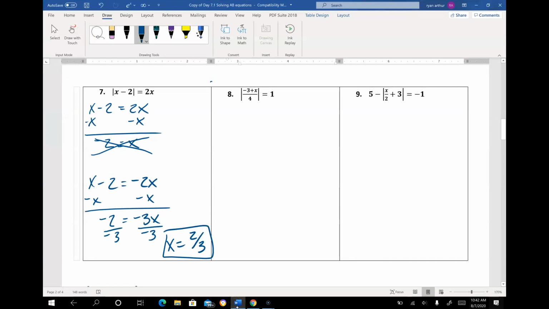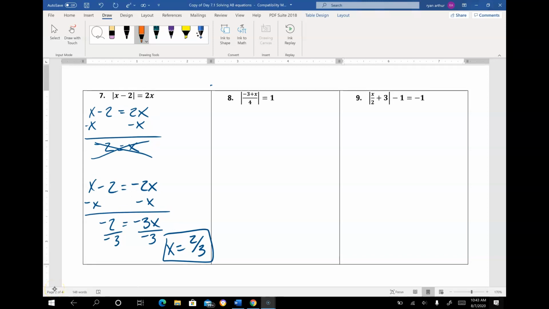Okay? So if you were doing Study Island or Desmos or even a test or even the EOC, they would probably have a multiple choice question that said negative 2/3 was an answer. You would get it wrong because negative 2/3 is not an answer. It does not satisfy both sides. Okay? So my only answer is 2/3.